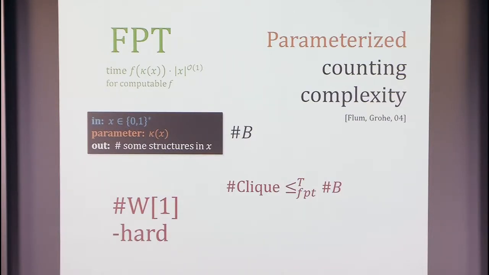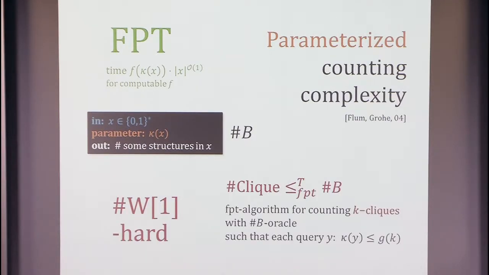So let me just sketch what that means. That's an FPT algorithm that allows you to count k-cliques if you're given a #P oracle with the additional property that for every query that is asked by this algorithm, the parameter on y is bounded by some computable function on k. Okay, so this is the framework of parameterized counting complexity.